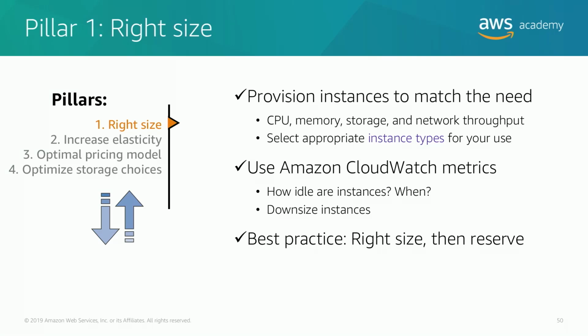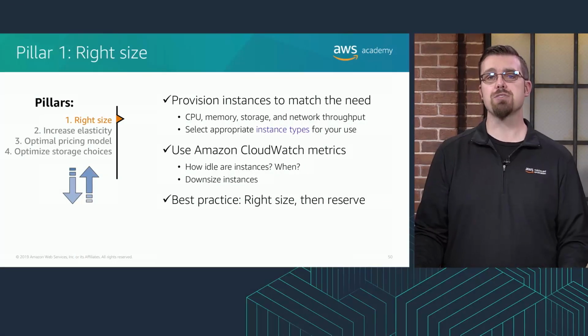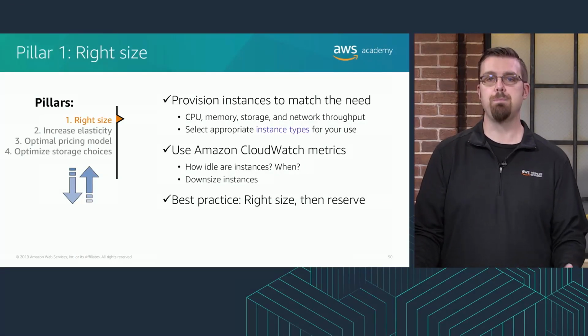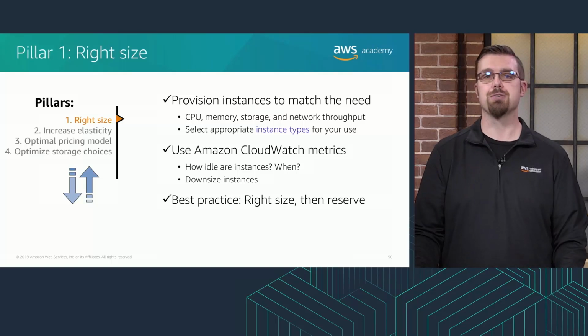Let's look at right-sizing in more detail. AWS offers more than 60 instance types and sizes. The broad selection enables customers to choose the instance that best fits their workload. It can be difficult to know where to start and what instance choice will be best for your application.